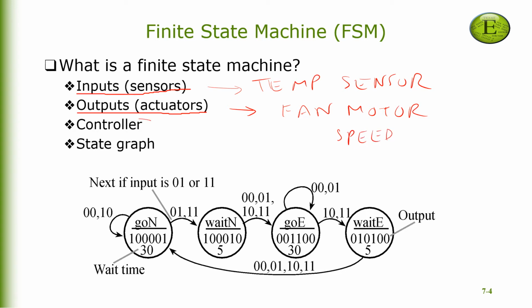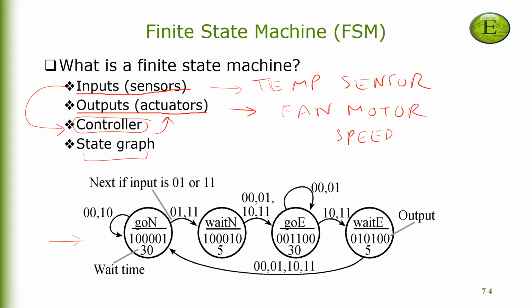And who is going to do all of that? Who is going to accept the input? That's the controller. And who is going to change the output? That's the controller. And how does it do that? It does it with the help of the realization of the state graph as shown here.